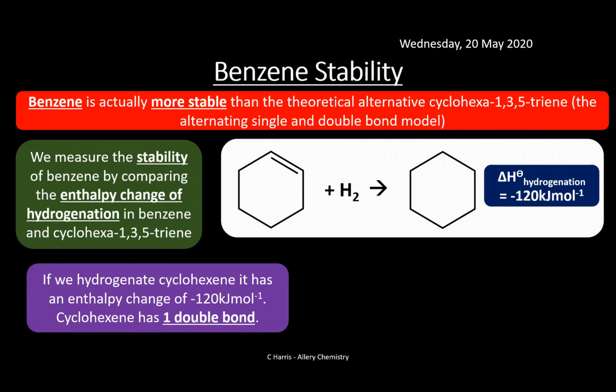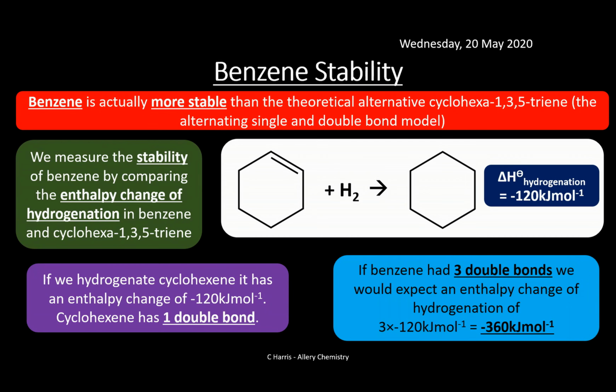Now, you can see that if we hydrogenate cyclohexene, okay, so it just has one double bond, we have an enthalpy change of minus 120 kilojoules per mole. So that's the enthalpy change of hydrogenation. So we're adding hydrogen to one double bond. Now, you might think, okay, well, if the structure of benzene had three double bonds, then surely we just multiply that by 3. And in fact, we do. So you can see, if we multiply that by 3, in theory, we should have an enthalpy change of hydrogenation of minus 360 kilojoules per mole. Okay, so that's very important. So it's minus 360 kilojoules per mole is the enthalpy change of hydrogenation if we had 3 separate double bonds.